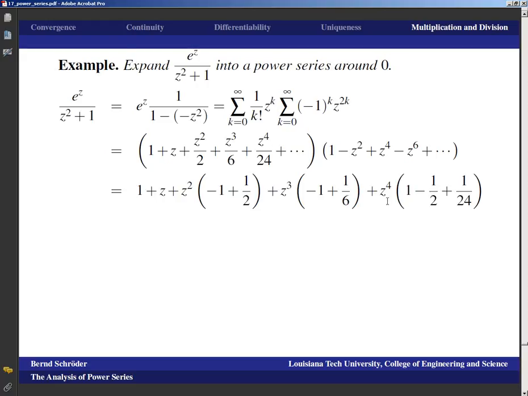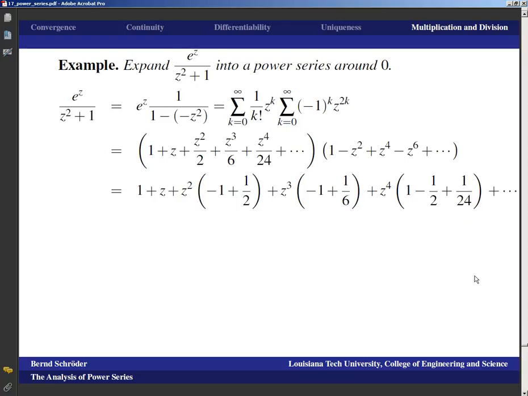Z to the 4th, well, let's see. I have the 1 times the z to the 4th, and that gives us the 1. The z times anything over here doesn't give us a z to the 4th, so we don't get that. Z squared over 2 times negative z squared gives us negative 1/2 z to the 4th. That gives us a negative 1/2 here. But z squared over 2 times anything else over here doesn't give us z to the 4th. Z cubed times anything over here doesn't give us z to the 4th. And then we have z to the 4th over 24 times 1. That gives us the 1 over 24. And z to the 5th and so on gives us stuff that has a power that is too high.